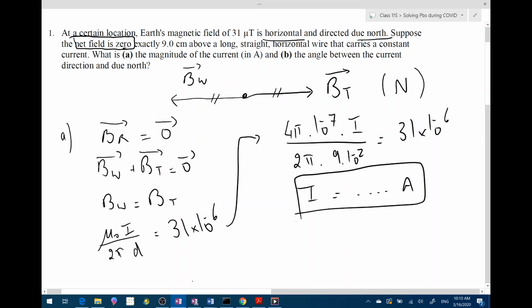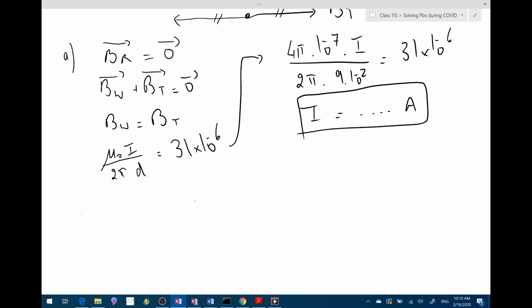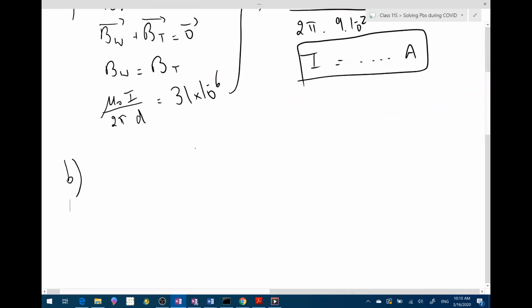Okay? Now about the angle between the current direction and due north. Well, this is a bit tricky, and they've said that Earth's magnetic field, B terrestrial, is directed due north. So that must mean that at this point, the magnetic field coming from the wire must be opposing it and acting as such. Now, what current, excuse me, would create such a magnetic field?